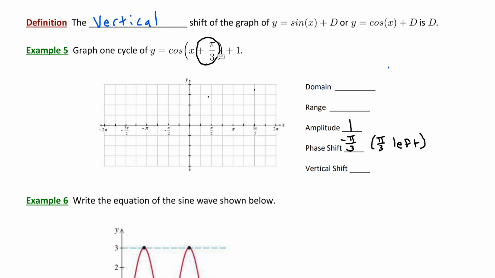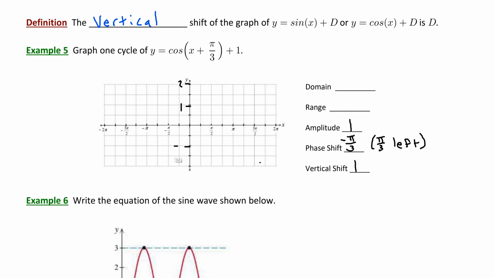Now also we have a constant outside the cosine function. This indicates we have a vertical shift, so we're going to move the graph of this function up 1 unit. Now that's going to give us a new center for our graph.